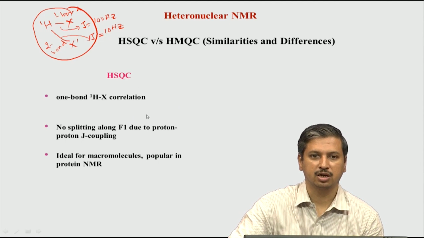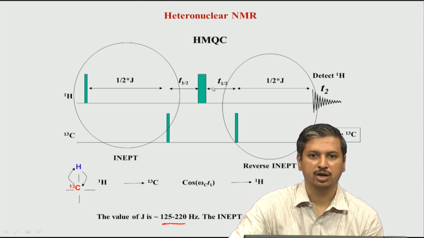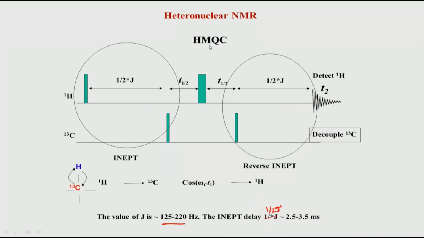So, now let us look at the other important feature of HSQC, which is that there is no splitting along the omega in the T1 axis due to proton proton J coupling. Now, what is this? Let us go back and visit the sequence. You can see here, this is for HMQC. Here what happens is, once you excite the proton with the first pulse, there is no 180 degree pulse anywhere. Okay. So, the magnetization of proton remains in the xy plane. There is no other 90 degree pulse like in the HSQC to take it to the z direction.